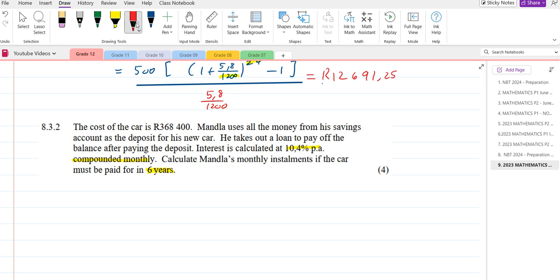So 6 years is 6 times 12, which is 72 months. In other words, 72 payments. He needs to make n equals 72 payments, or 72 months, right? So that's n. Now we need to know how much of a loan he took out. The loan amount is the difference. So 368,400 minus, he used this as a deposit, 12,691.25. So we're going to work this answer out.